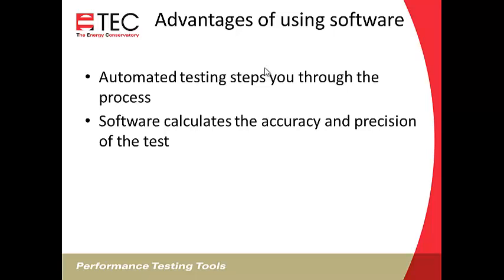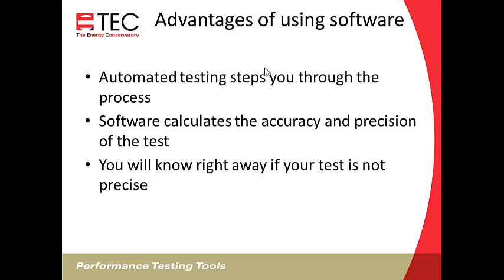Software is going to calculate the accuracy and precision of the test, so you'll know right away whether that test is precise. After you've gathered all the test results in TekType, for example, you can go to the test results page before you've saved it. You can look at the correlation coefficient, which tells you how precise that test is. If it's not greater than 0.99, then you can run the test again and add 8 more data points to that test. And usually that's enough to get you a precise enough test. So you know when you leave that house that you've got good data, and you know how accurate and precise it was.